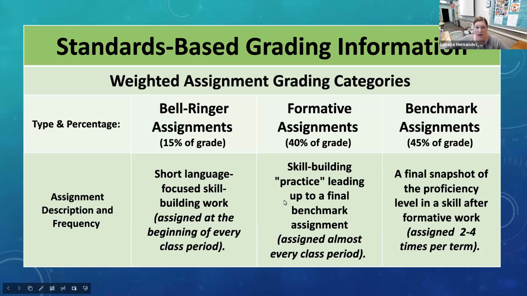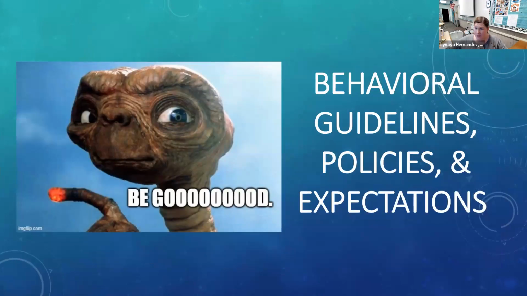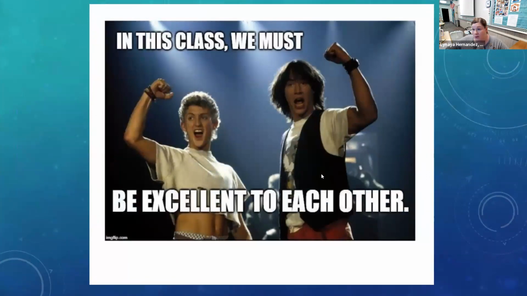We have behavioral guidelines in this and every class at this school, but behavioral guidelines just means what you should do and what you shouldn't do and what will happen if you do things that you shouldn't do, right? Again, 90% of you are never going to have an issue with any of these things. This is just for the outlier 10%, right? But the basic rule in this class is that we just need to, as Bill and Ted would say, be excellent to each other. Just be nice, right?